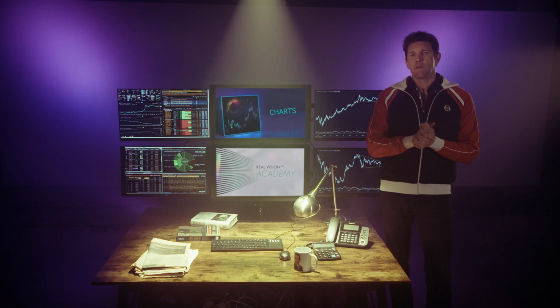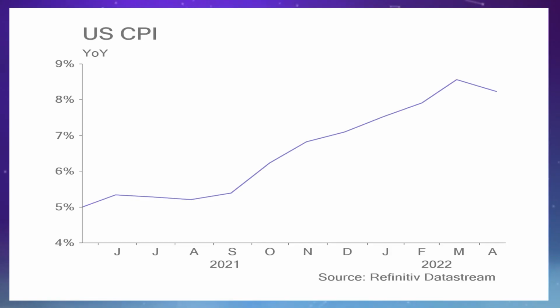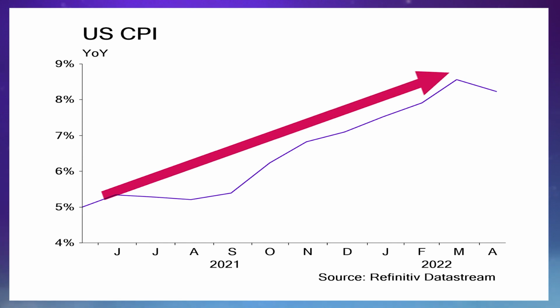And just briefly here, I want to go into one other aspect that's absolutely crucial with charts, and that's the time frame over which you want to view them. We're going to look at CPI in the US here. Now, if we look at CPI over the last 18 months, it looks like a line from the bottom left to the top right. But I have no frame of reference.